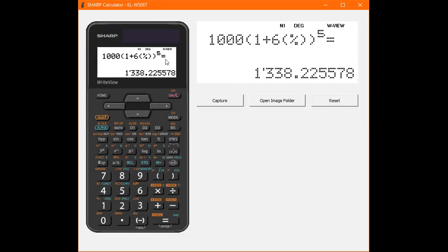Again, if you're going to be using that percentage function a lot, what I would suggest is to store it into your D1 keys.